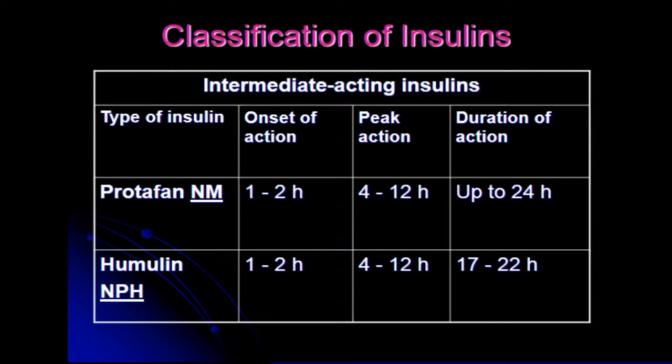The next group, intermediate-acting insulin: Protafan and Humulin NPH. Protafan, onset of action 1 to 2 hours, peak action 4 to 12 hours, and duration of action sometimes up to 24 hours, usually 17 to 22 hours.